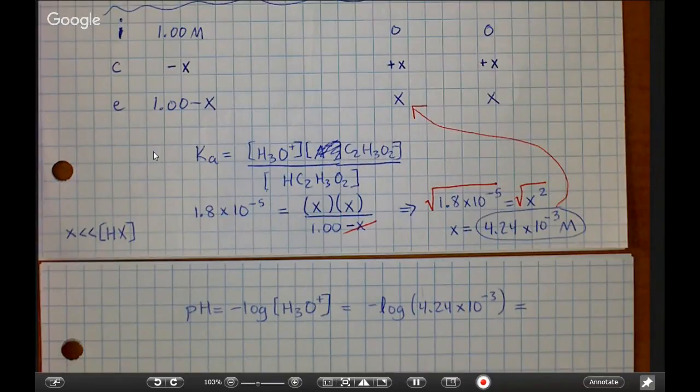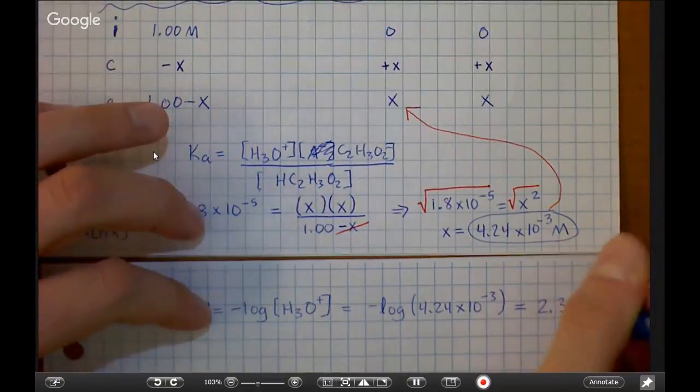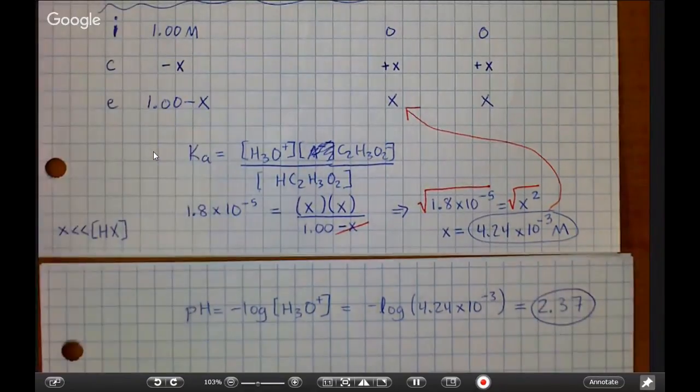You guys got 2.37. Okay, so the pH of this weak acid is 2.37. Notice if we had just done the negative log of 1, because that was the concentration of our acetic acid, our pH would be 0, which would suggest that it's an extremely strong acid. But we already know for a fact that it's not a strong acid, it's a weak acid. So it should have a pH that's a little bit bigger.